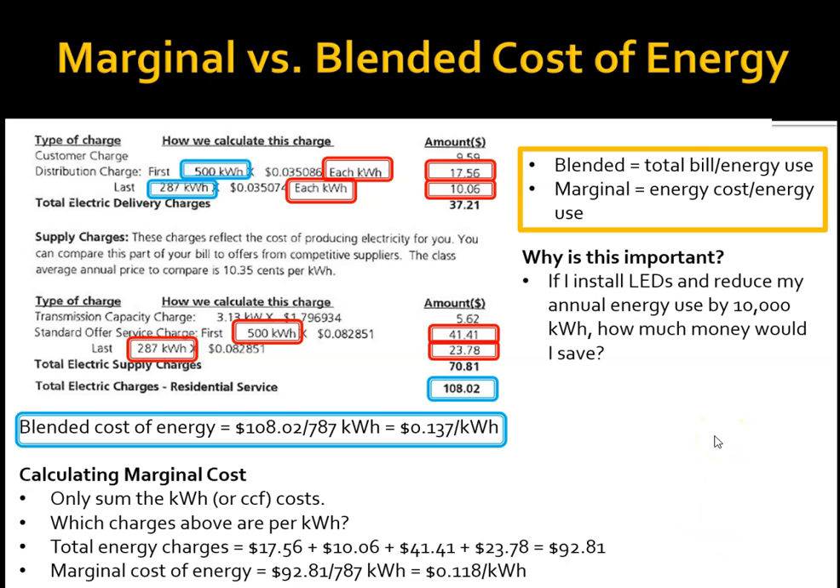And why is that important? Well, because it leads to error if you use the wrong rate. Here's just one small example. Let's say I replace all the lights in the building with LEDs, and I'm going to reduce my energy use by 10,000 kilowatt hours a year, and I want to know how much money I'm going to save. Well, if I use the blended rate, you're going to save about $1,370. If you use the marginal rate, which is more accurate, it's $1,180.